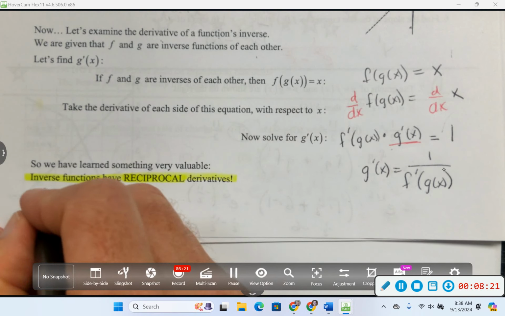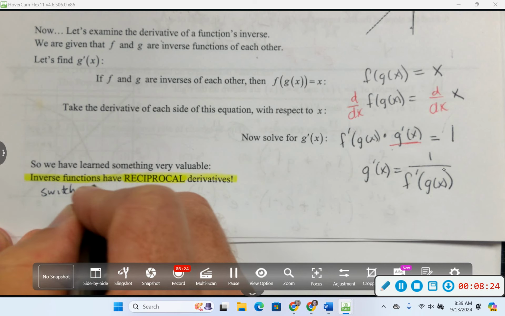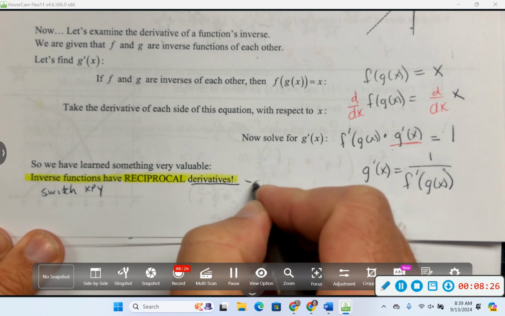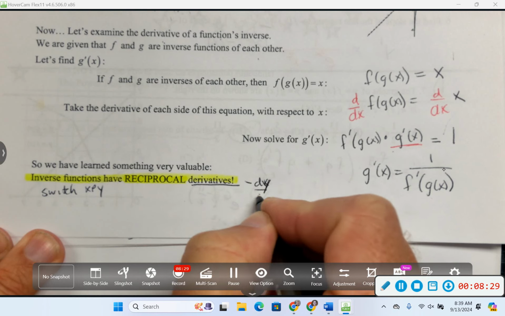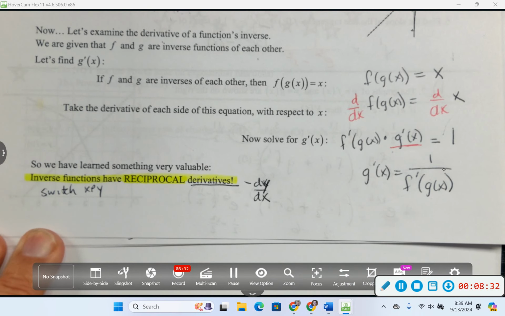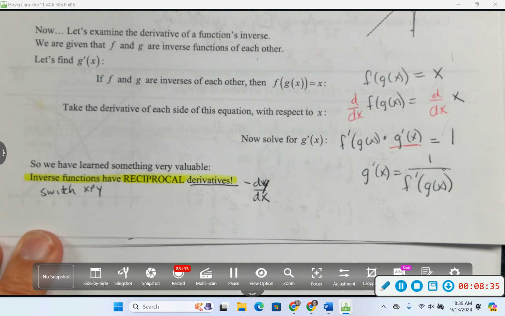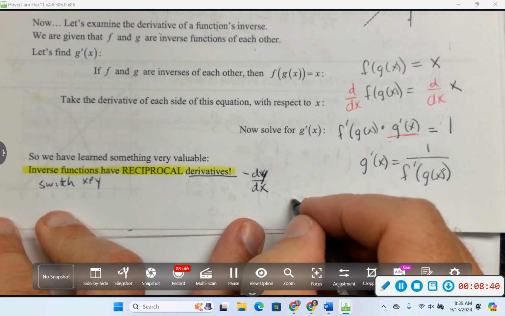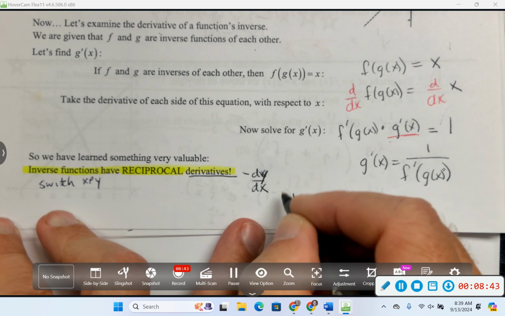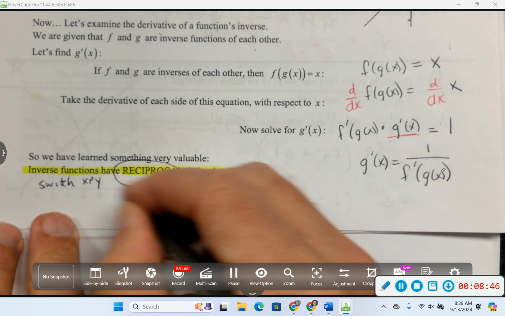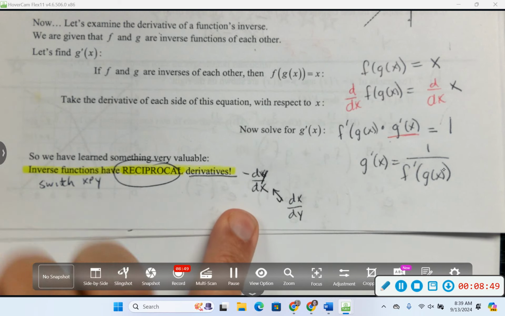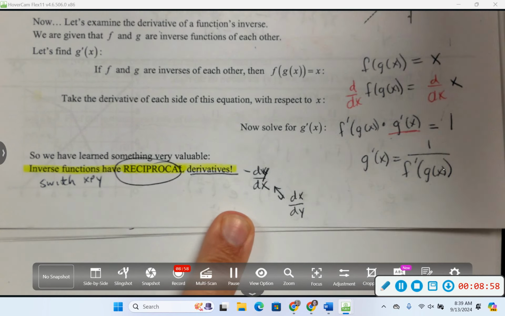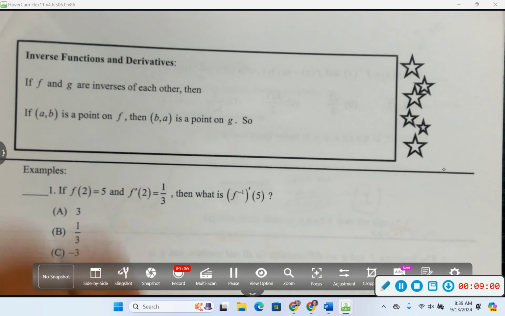Let's see. Inverses means switch x and y. Derivatives we usually think of as dy dx. Just trying to give another sort of explanation of why they are reciprocals. Well, if we switch x and y, that would be dx dy, and that would be a reciprocal. So that's the rough explanation of why derivatives of inverses are reciprocals. Again, there's going to be an easy way to make sense of this in a moment.